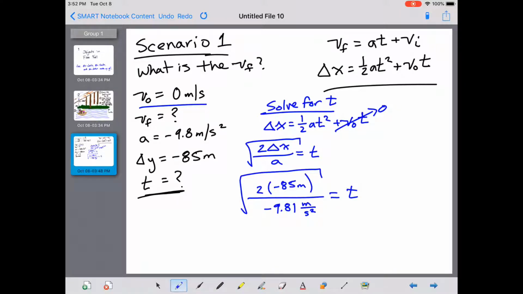My bad. I'm having trouble calculating here. 2 times 85 divided by 9.81. Take the square root. All right, 4.16 seconds. That is equal to my time.